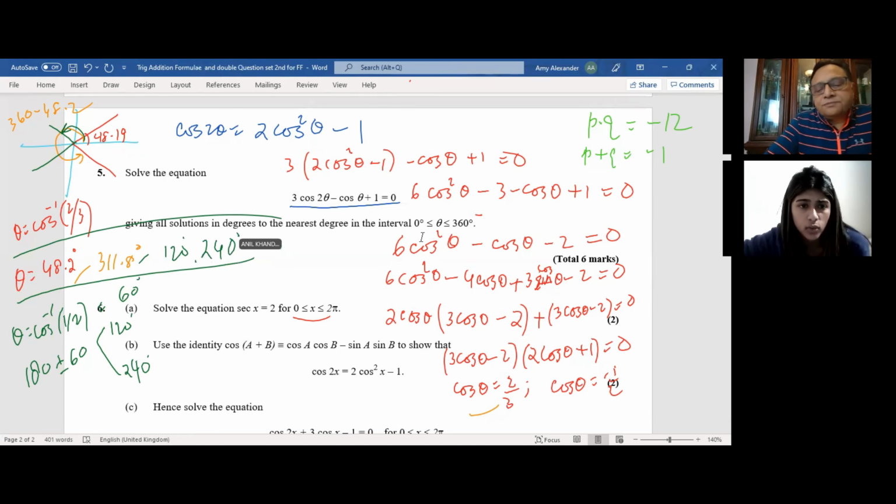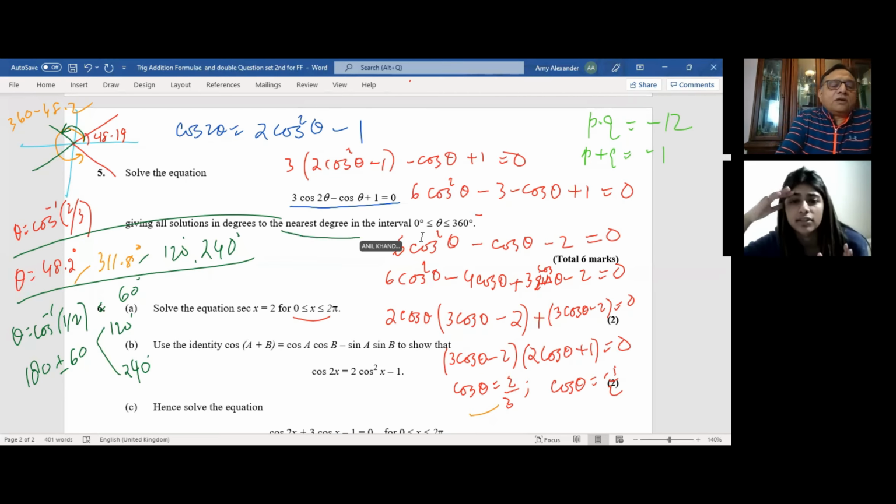Yep. So just a quick question. In the question where it says give all solutions to the nearest degree, does that mean you have to round it? Yes, we'll round it. I didn't read it, I'm just asking.